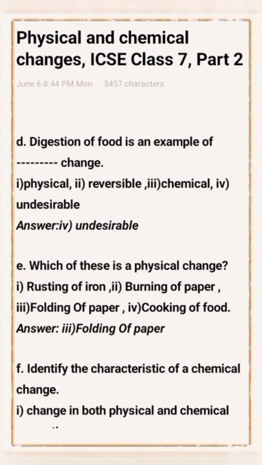Next question, question number D. Digestion of food is an example of dash change. Option 1 physical, option 2 reversible, option 3 chemical, option 4 undesirable. Option 4, undesirable, is the right answer. Next question number E. Which of these is a physical change? Option 1 rusting of iron, burning of paper, folding of paper, cooking of food. Option 3, folding of paper, is the right answer, that is physical change.